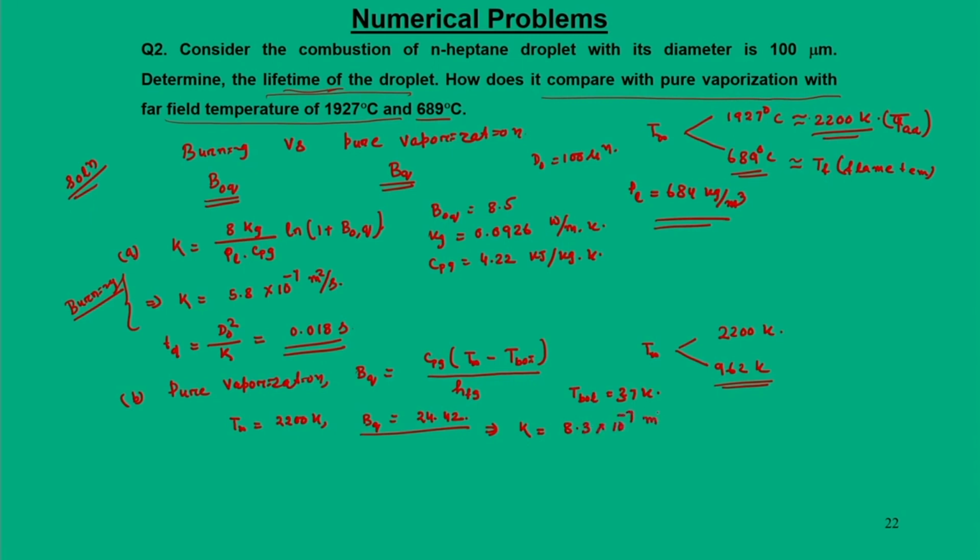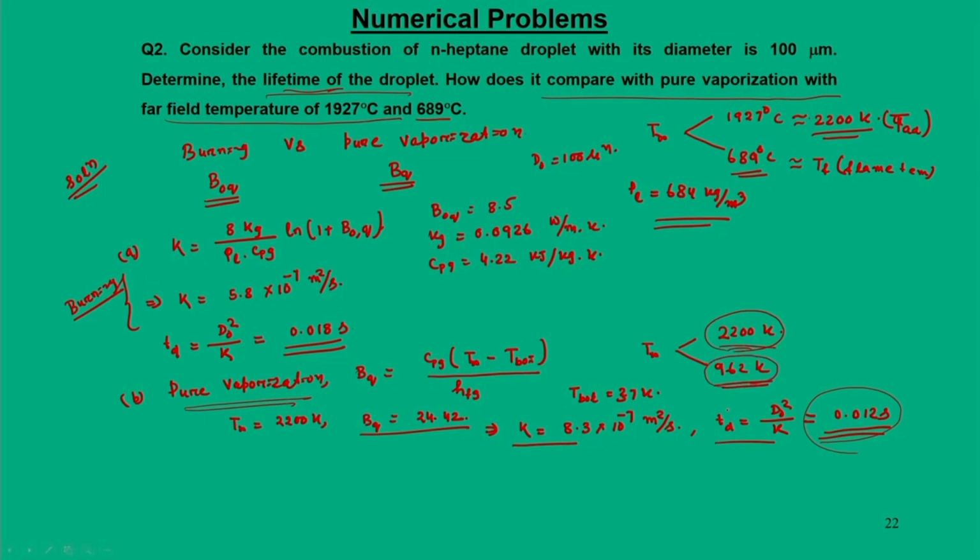We have BQ, and this will give you rate constant K as 8.3 into 10 to the power minus 7 meter square per second, and putting this K, we get Td equal to d0 square by K, and that number is 0.012 seconds. So you can see that for pure vaporization we expect droplet lifetime of 0.012 seconds, for which we cannot say there is a large difference. The idea of taking T infinity as 2200 Kelvin is not realistic; rather we should take T infinity close to the flame temperature.